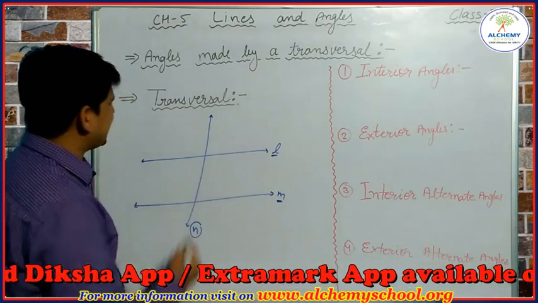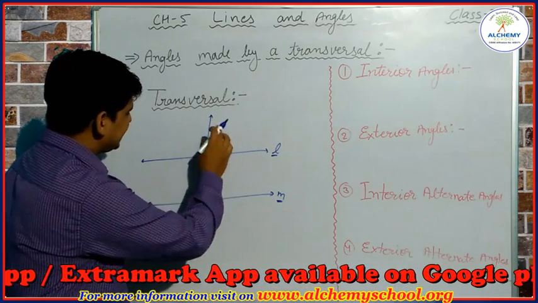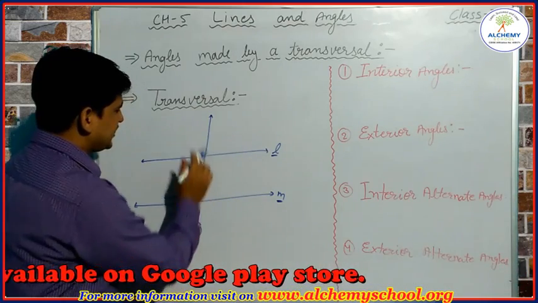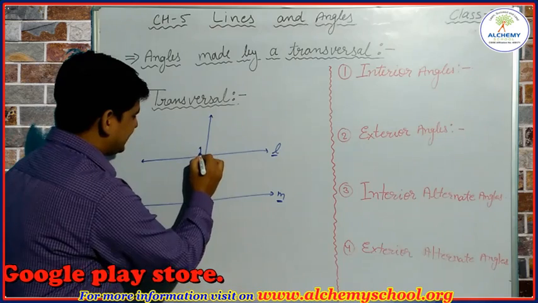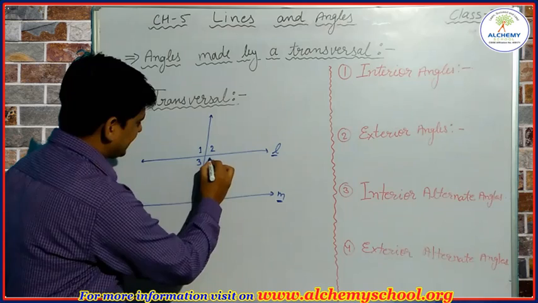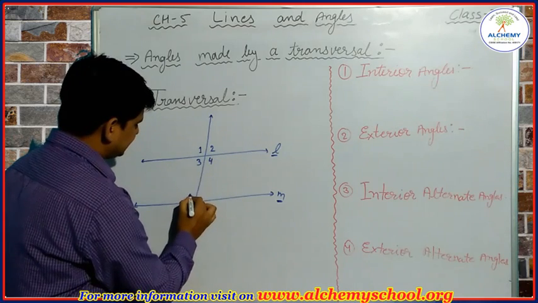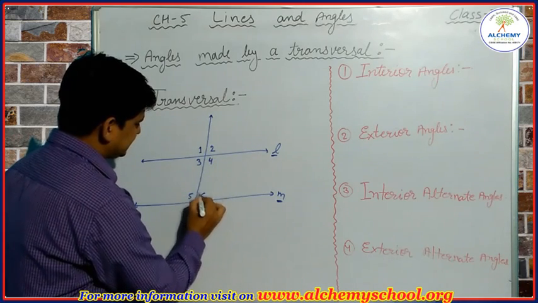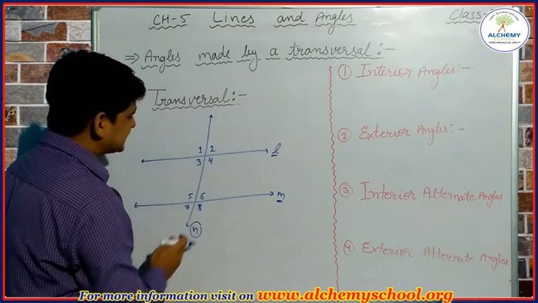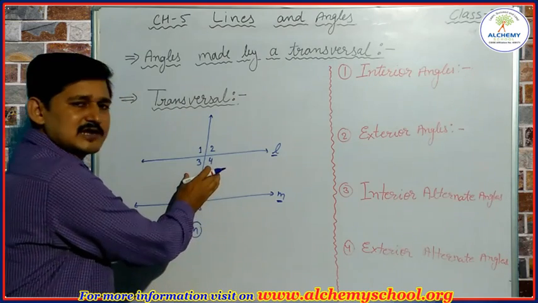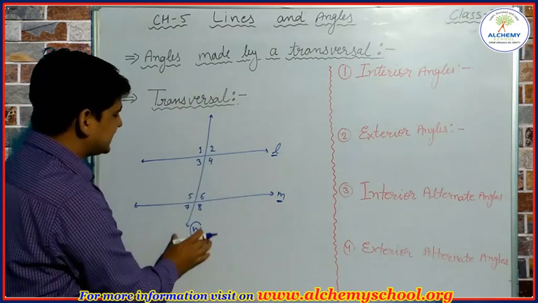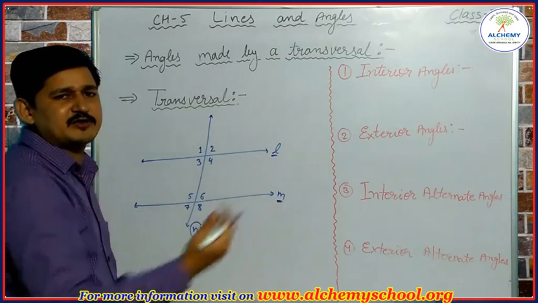Students, we can see here that when a line intersects two different lines, it makes some angles. This is angle 1, this is angle 2, this is angle 3, this is angle 4, this is angle 5, 6, 7 and 8. So on this transversal, a total of 8 angles are made. Now which types of angles these are, we are going to discuss here.